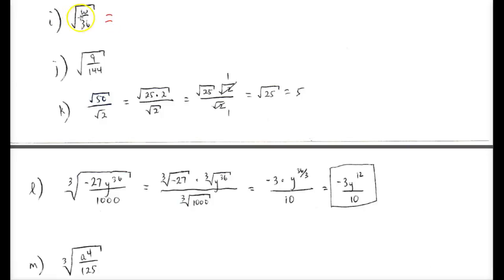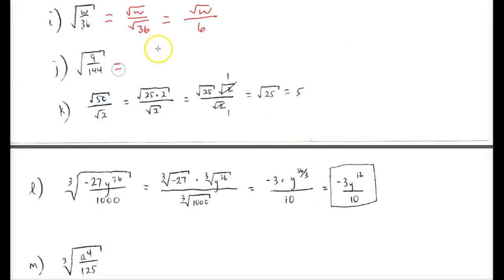We're going to be using the quotient rule here. So we know that square root of w divided by 36 is going to be square root of w divided by square root of 36. We know square root of 36 is 6. And since we don't know what w is, we have to keep square root of w as is. So we have to treat it like w is prime and thus can't break it down anymore.